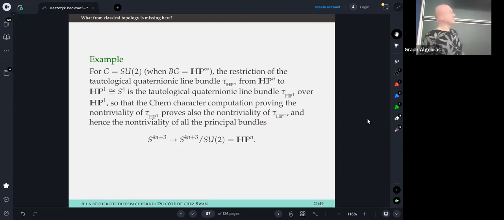This example shows how we can prove non-triviality of some principal bundles using this computation, using the Chern character applied to the associated vector bundle. For instance, if we know that the tautological quaternionic line bundle over HP1, the quaternionic projective line, which is diffeomorphic to S4, is non-trivial, then this implies non-triviality of the quaternionic Hopf fibration.